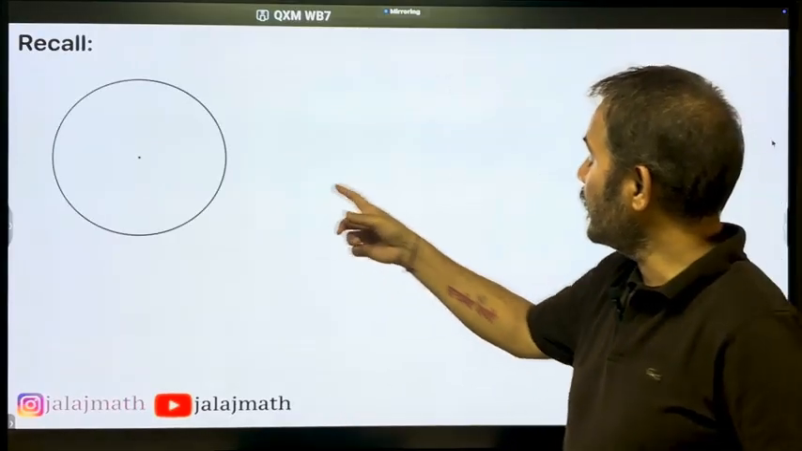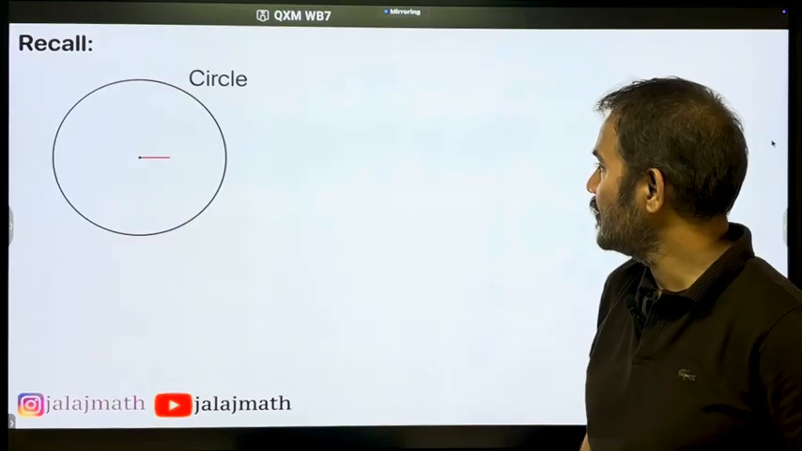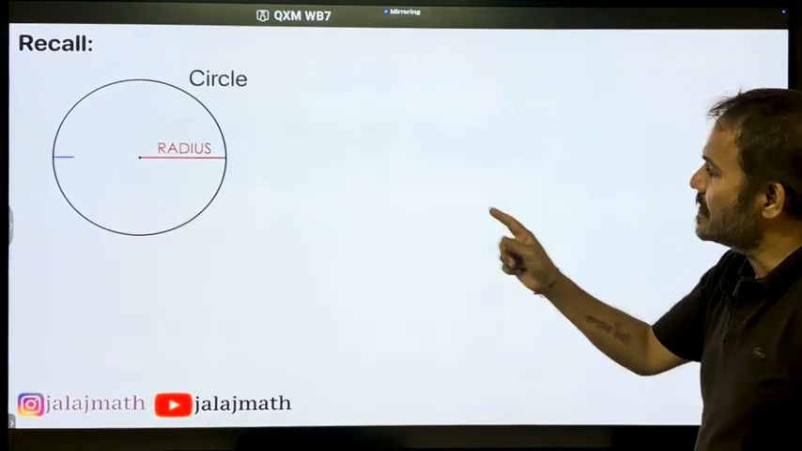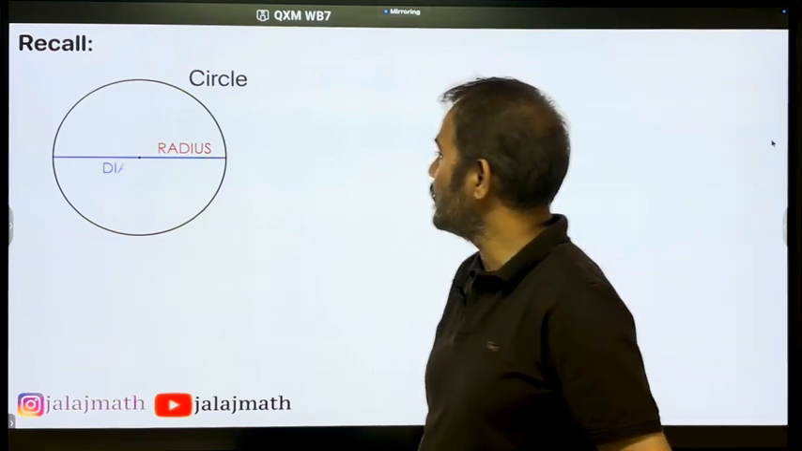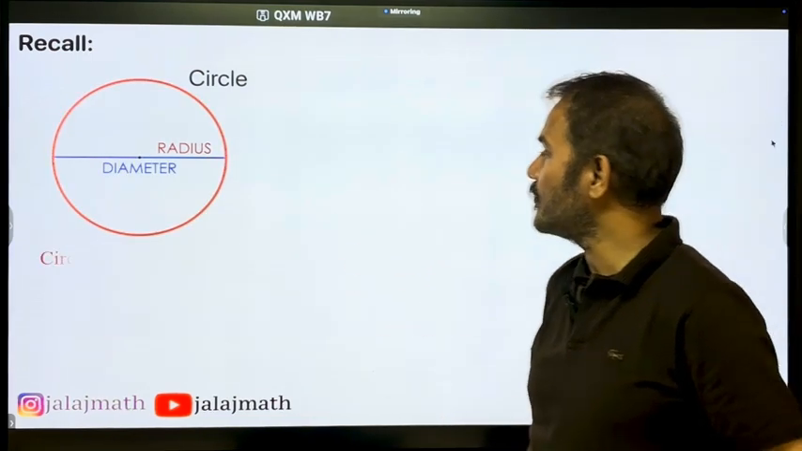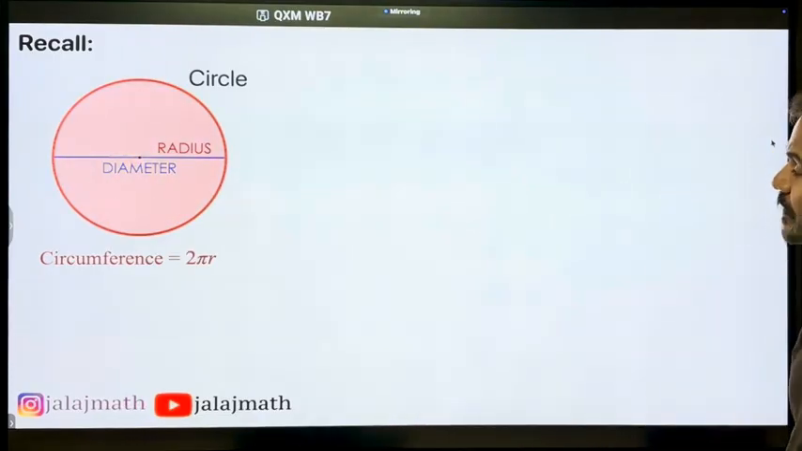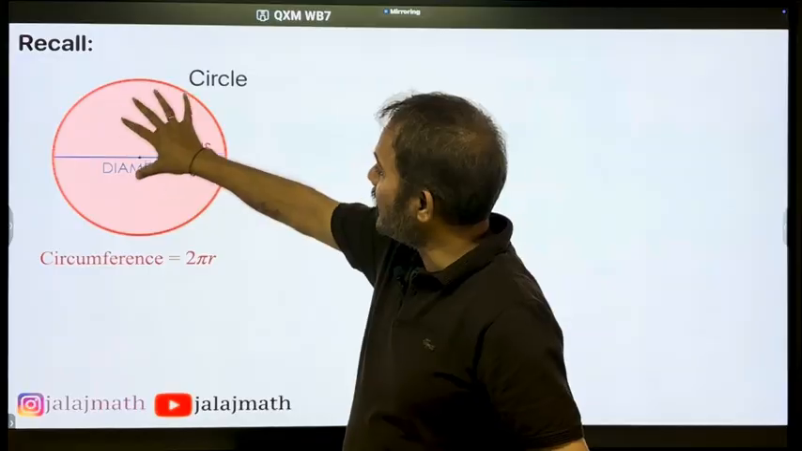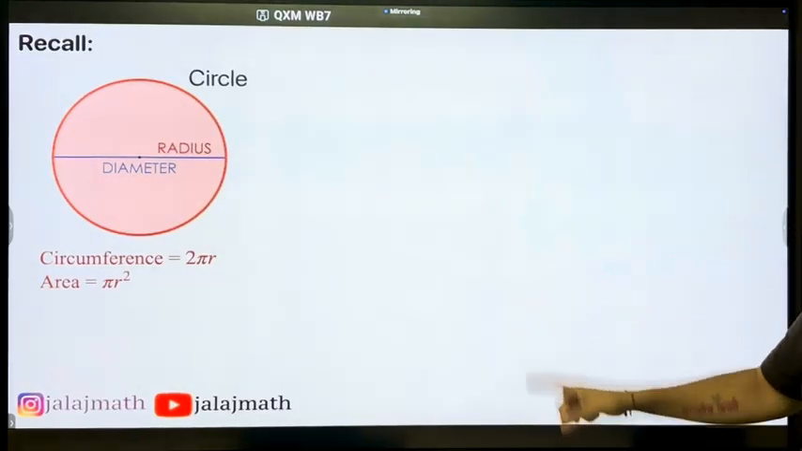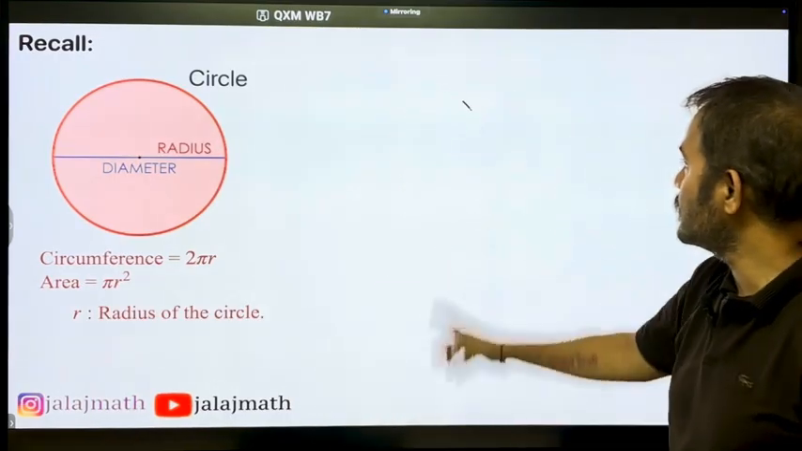So let's recall, if you have a circle, this point in the middle is called center. If you join the center with the boundary, we call it radius. Double of radius is called diameter, and if you go around the circle, this boundary is called its circumference, right? Now moving further, if we look at the inside area, the total area is pi r squared and circumference is 2 pi r, where r is the radius of the circle.